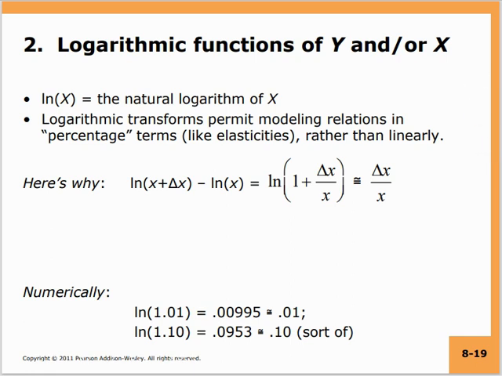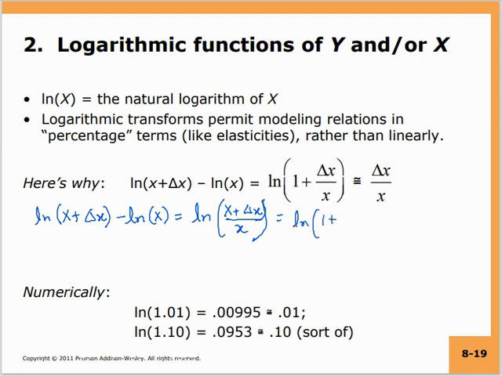So we have log of x plus delta x minus log of x is equal to log of (x plus delta x) by x, which is the same as log of 1 plus delta x by x, which is given here. Now for small delta x's, this is approximately equal to delta x by x. Okay, how did we suddenly go from here to here?